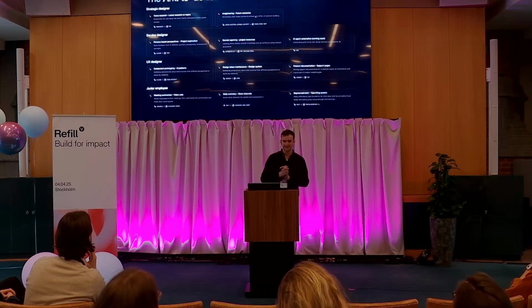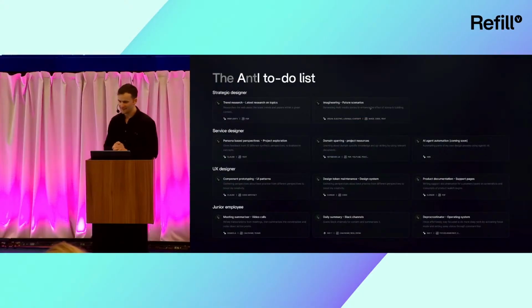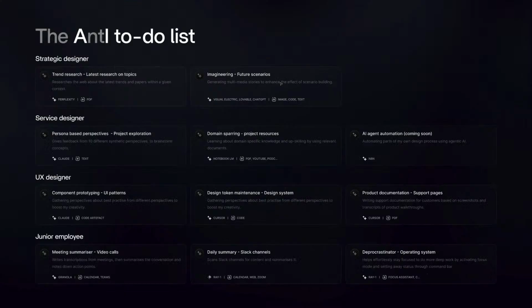And here's the current state of my list. I thought I should go into some of the different roles I have during my work as a strategic service and UX designer, and also a junior employee. The first one is some Imagineering we've been doing, where we've been writing some scenarios for some strategic work for Variant.